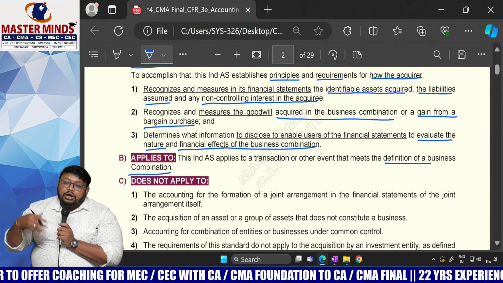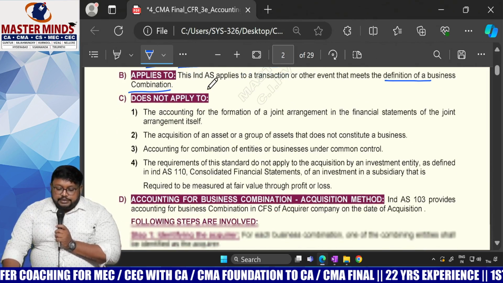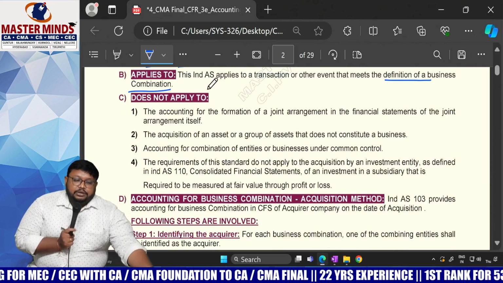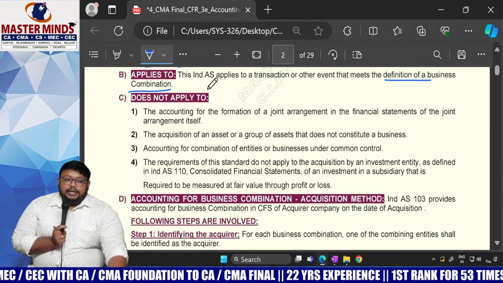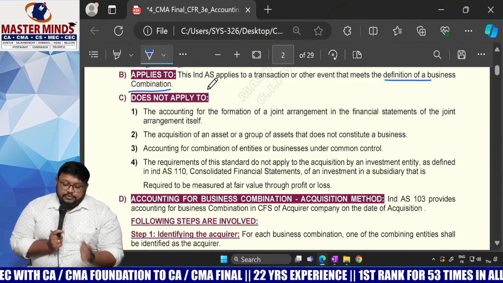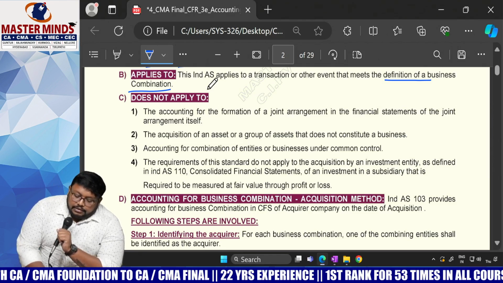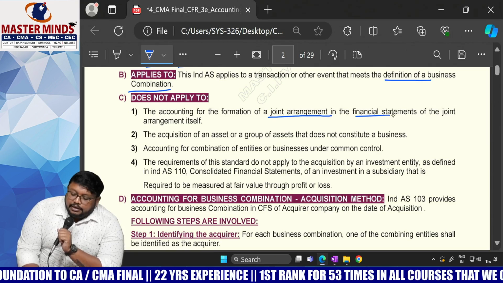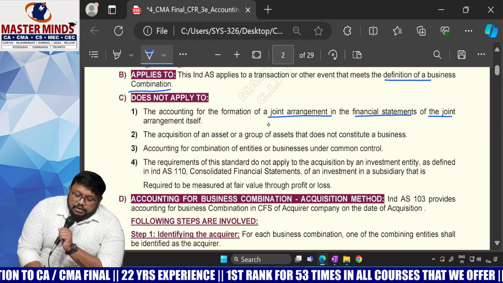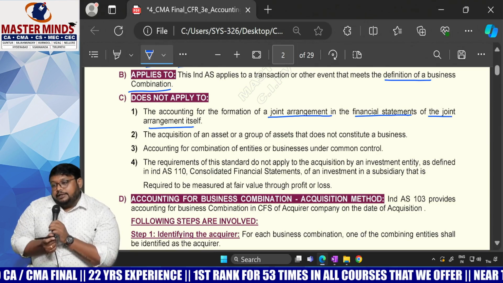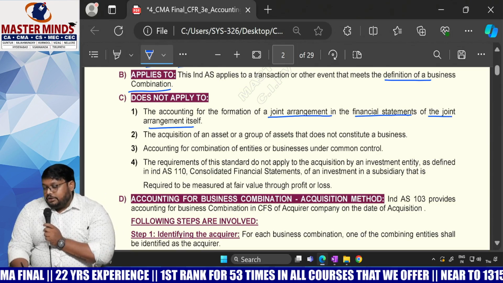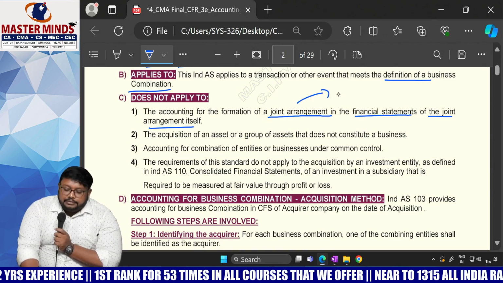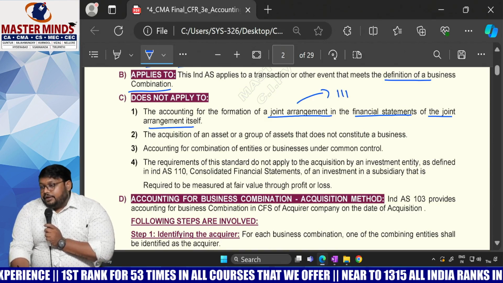And it does not apply to, this is important, what we can call scope exclusions. Ind AS 103 does not apply to the accounting for the formation of joint arrangements in the financial statements, or joint arrangements itself. For any joint arrangements or joint operations, Ind AS 103 will not apply. Which standard will apply? Ind AS 111 will apply.